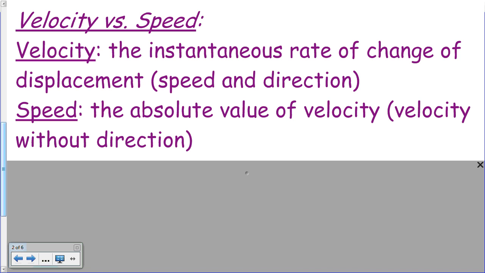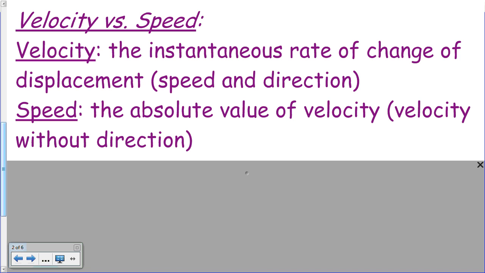So the instantaneous rate of change, that's another way that we described a derivative. So it's saying it's the derivative of displacement. And now that we know some techniques to use to find the derivative of functions, we can come up with this velocity function. Another way to describe it is its speed and direction. The speed is the magnitude of your velocity. The direction is the sign, the plus or the minus, tells you the direction.